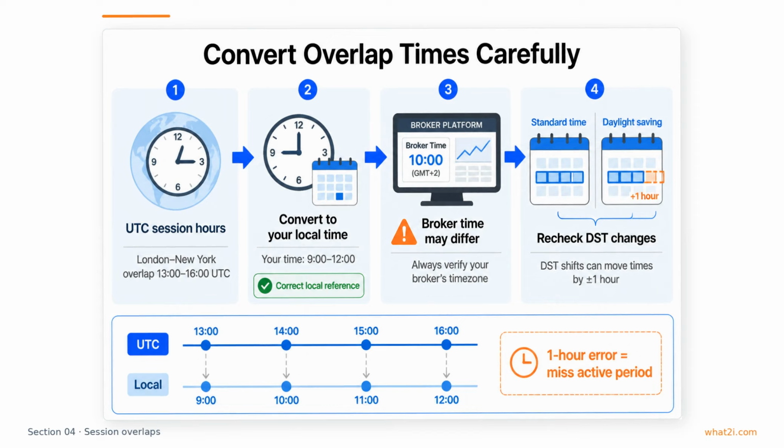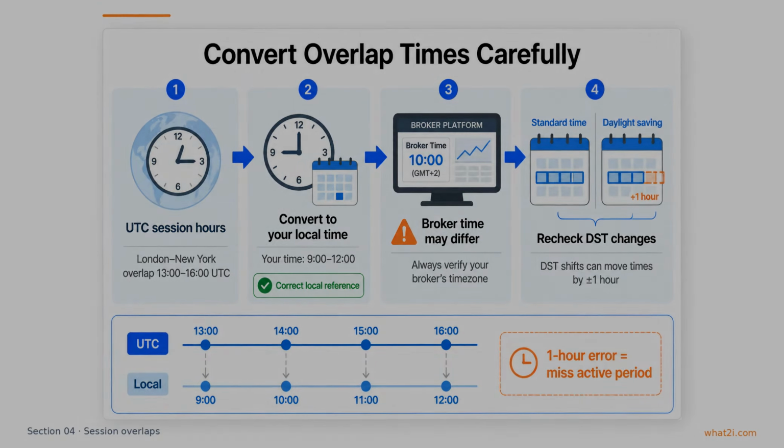A 1-hour error can easily cause you to miss the best part of the overlap or trade when you think the overlap has started, but it has not. Many timing problems come from poor conversion rather than poor analysis. Accurate time translation is part of trading preparation, not just administration.